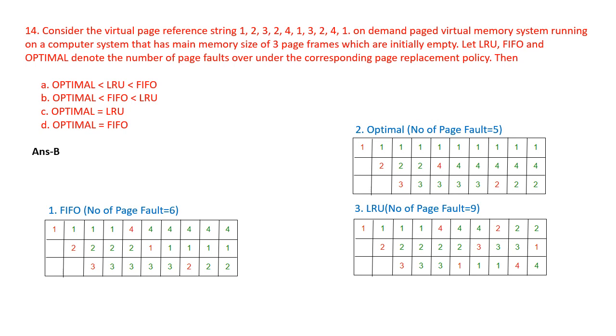Now in FIFO we have 6 page faults, in optimal we have 5 page faults, and in LRU we have 9 page faults. So it seems like LRU gives fewer page faults than FIFO, but that is not really the case in general. It can be so for most page references, but not for all. So the option is B. Option B is true: optimal is less than FIFO, and FIFO is less than LRU. So we will move to the next question now.